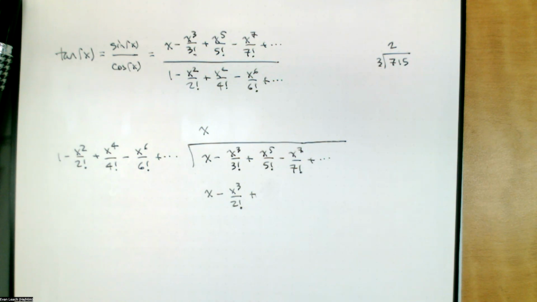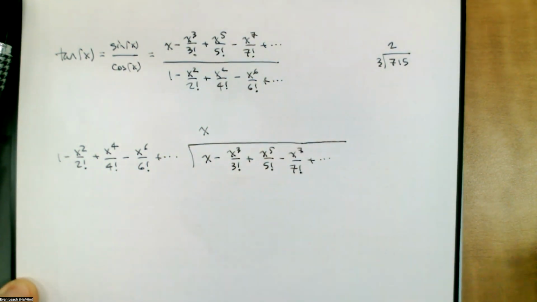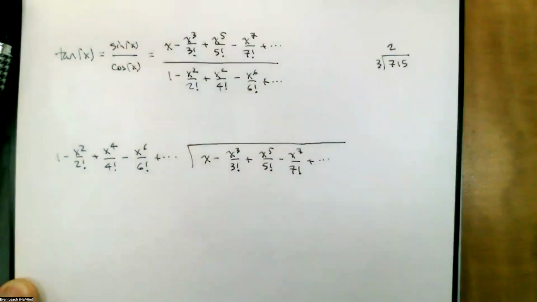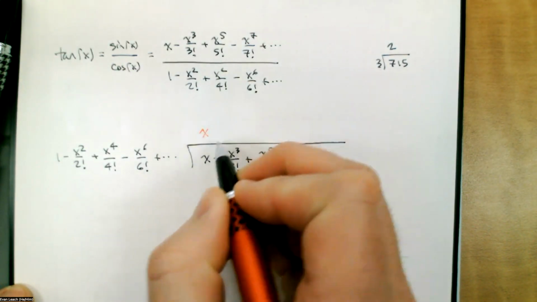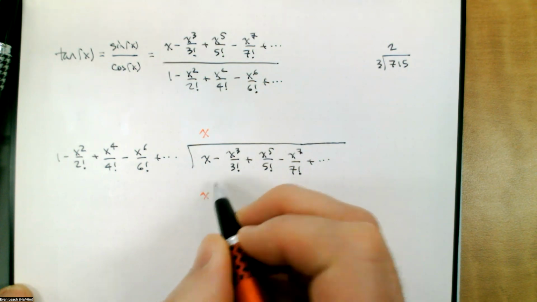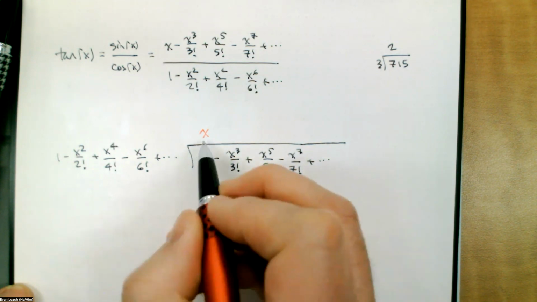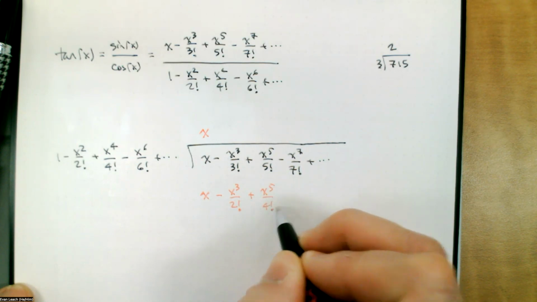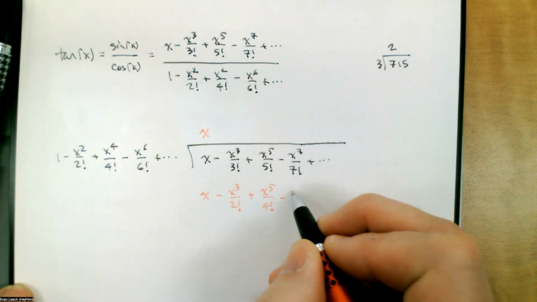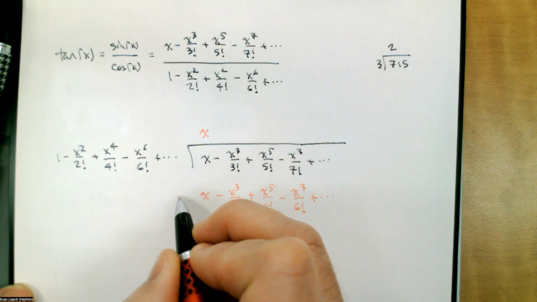So I need to multiply by x to make the subtraction even work. So x times 1 is x. x times minus x squared over 2 factorial is minus x cubed over 2 factorial. x times x to the fourth over 4 factorial is plus x to the fifth over 4 factorial, and minus x to the seventh over 6 factorial. And then there'll be some more terms. And we are subtracting.